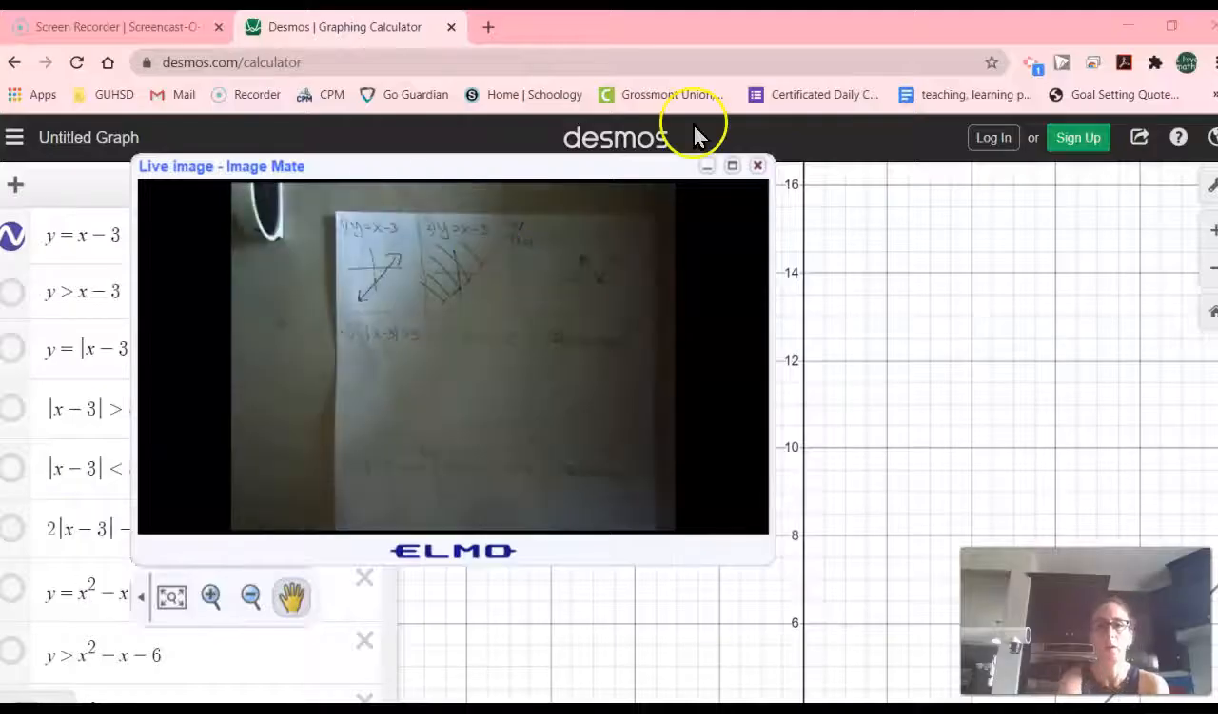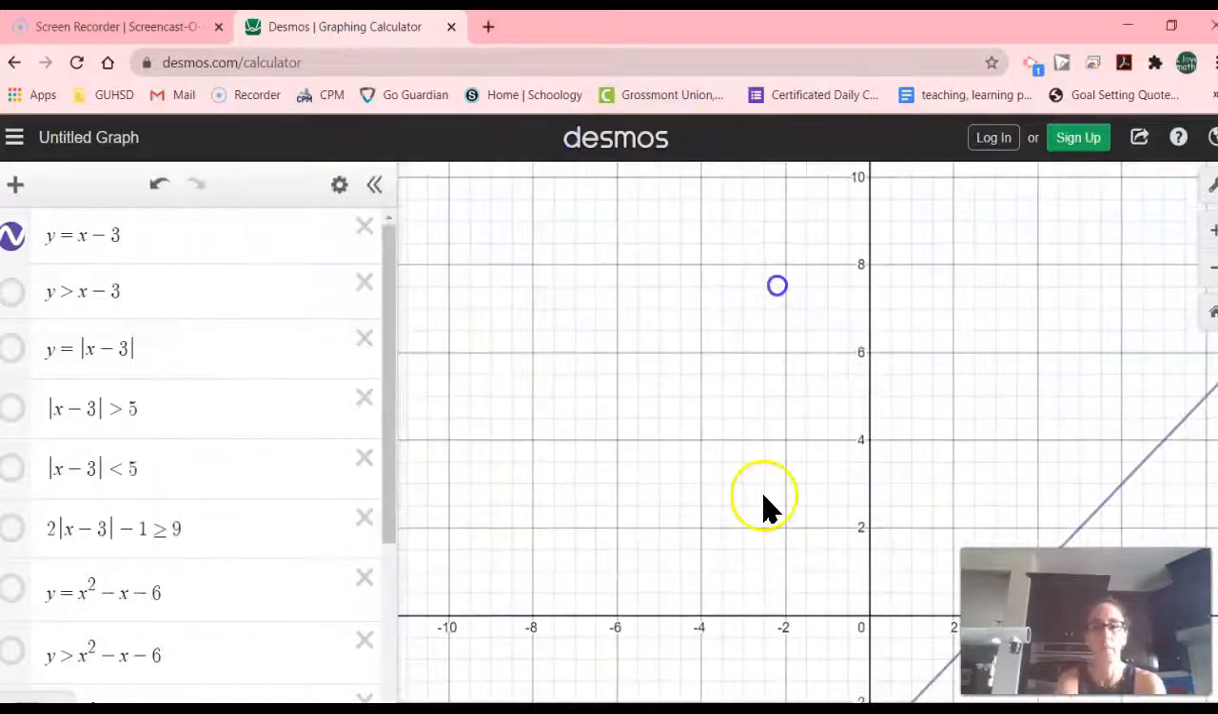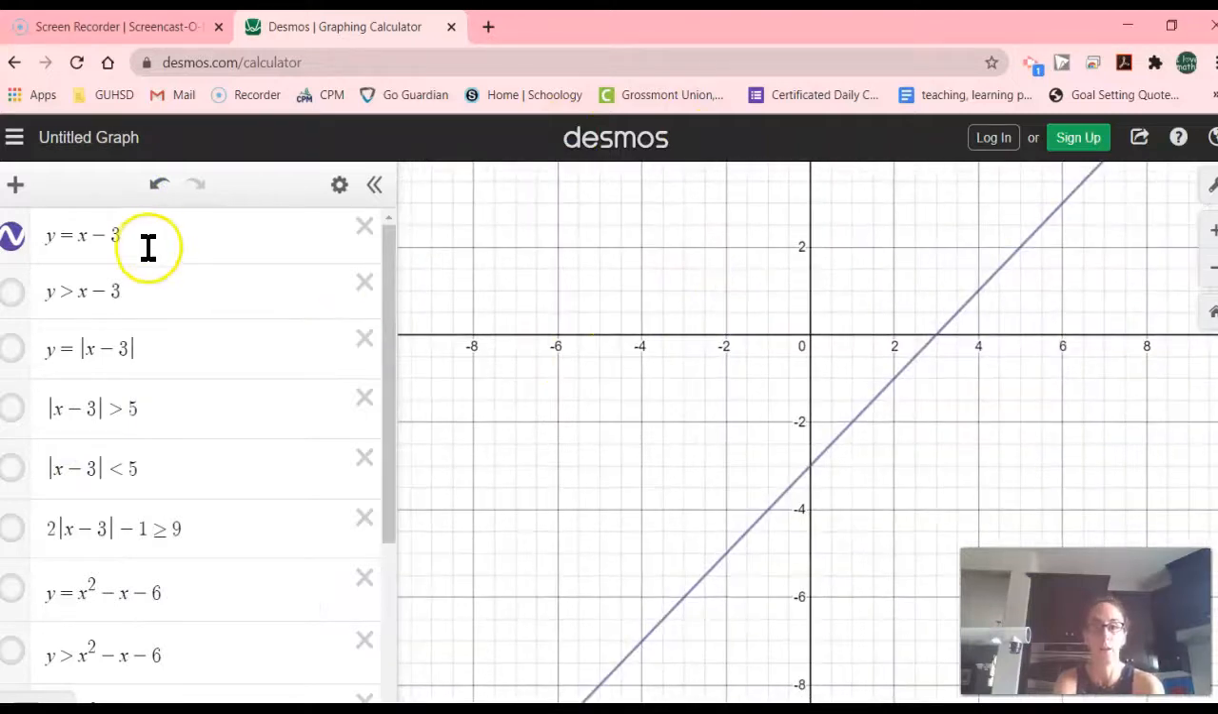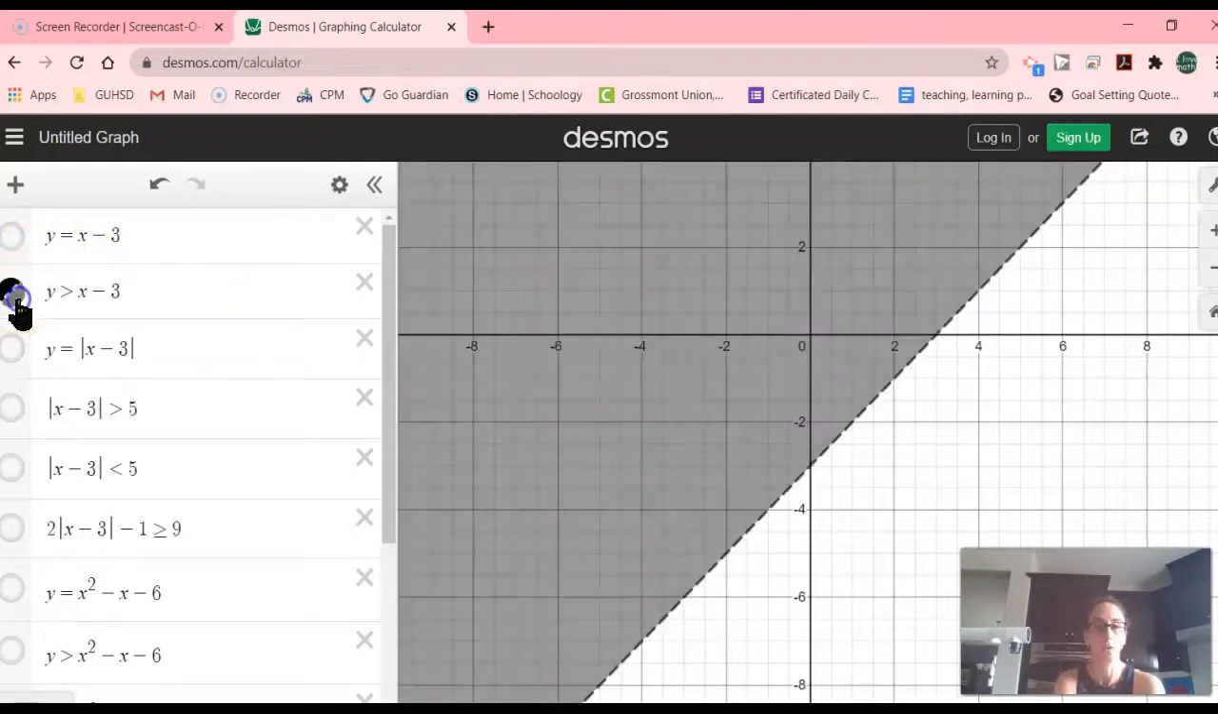So escape. All right, so the first thing I did is, let me put this in the right place. I graphed y equals x minus 3. Now I'm going to take that off, and I'm going to graph y is greater than or equal to 3. So it's the same thing. Look at this. It's the same thing, except it's dashed. Greater than means it's shading up. So all of this is a solution. All of these points are a solution.